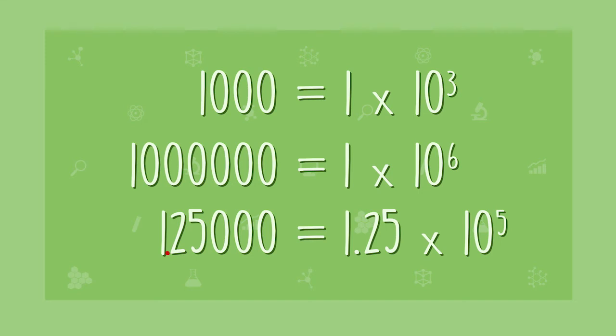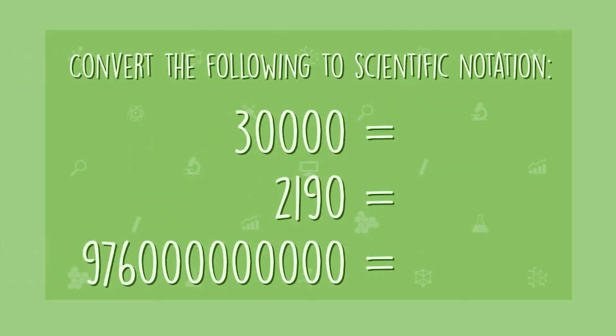So all of these examples are big numbers greater than 1. And because of this, the exponents are all positive. They're greater than 0. However, we don't write the plus sign. This is unnecessary. Before we move on, while it's fresh in your mind, pause the video here and have a go at converting these numbers to scientific notation. You'll be able to see the answers at the end of the video after we've done a few more examples.